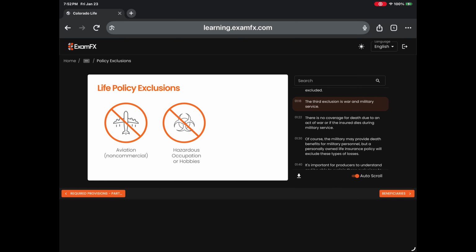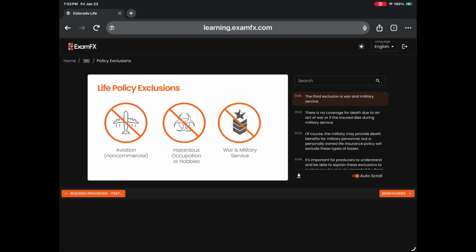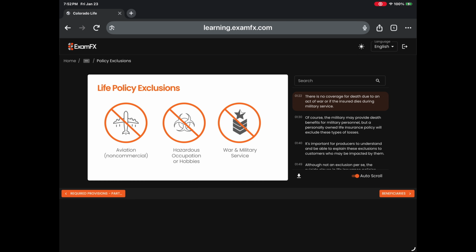The third exclusion is war and military service. There is no coverage for death due to an act of war or if the insured dies during military service. Of course, the military may provide death benefits for military personnel, but a personally owned life insurance policy will exclude these types of losses. It's important for producers to understand and be able to explain these exclusions to customers who may be impacted by them.